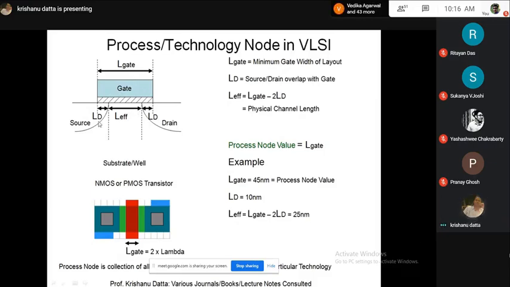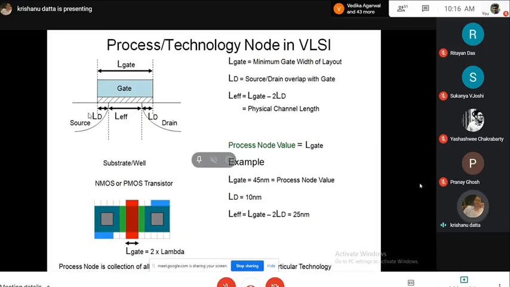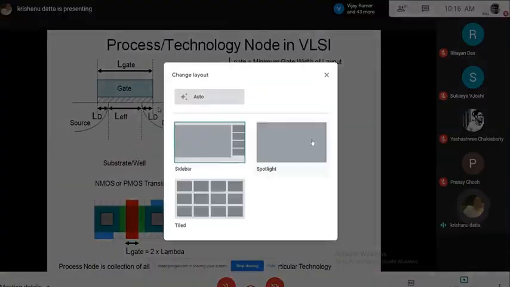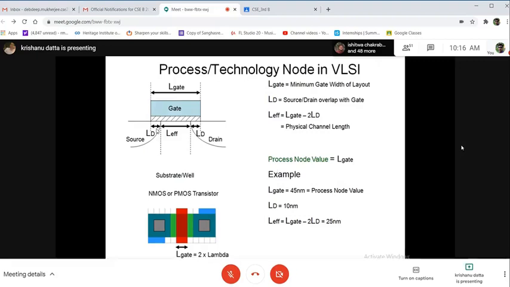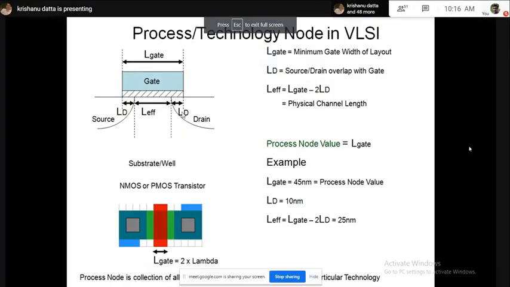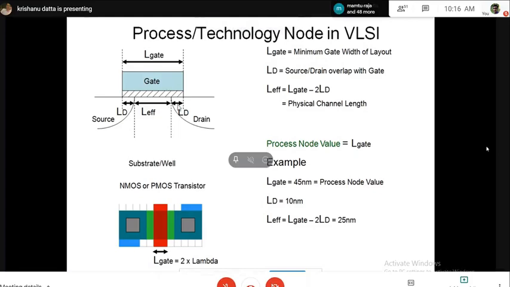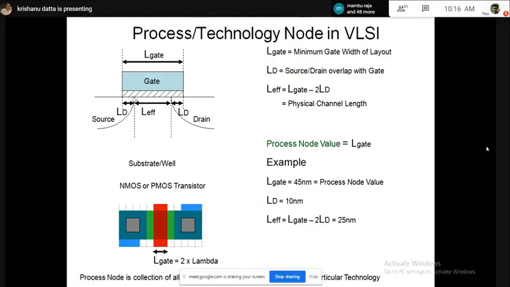After fabrication or manufacturing, the source enters a little bit in the gate region, and the drain enters a little bit in the gate region. As a result, there is an overlap called LD. LD is the dimension telling how much overlap there is between source and gate versus drain and gate. The hashed area is the silicon dioxide, the insulating layer for a MOS. So from source end to drain end, the channel length that you see we call L effective, and L effective is always less than L gate.